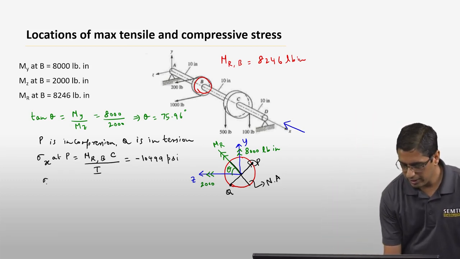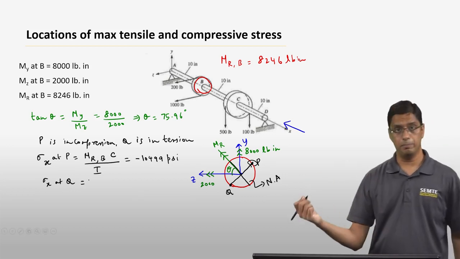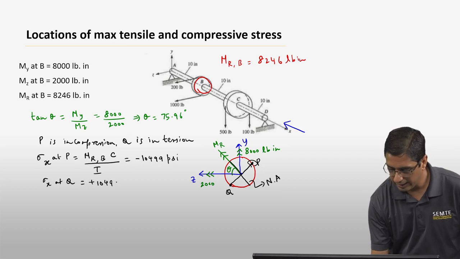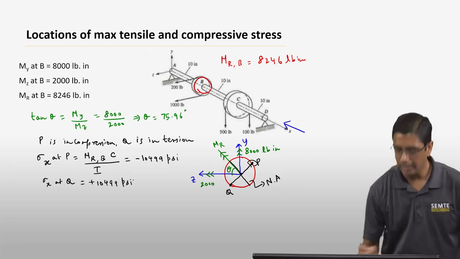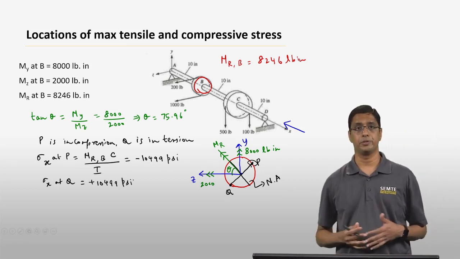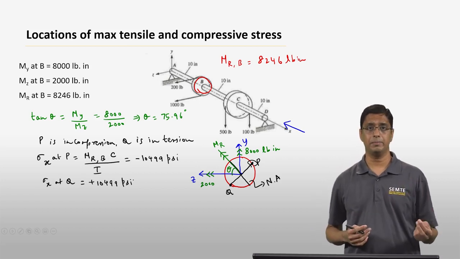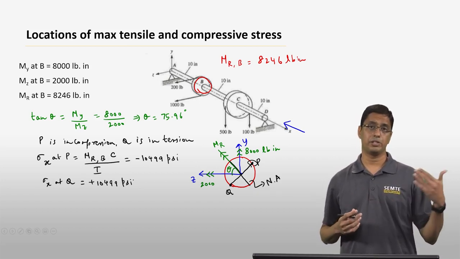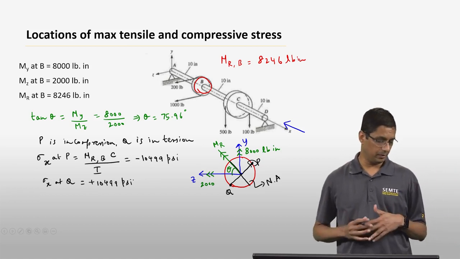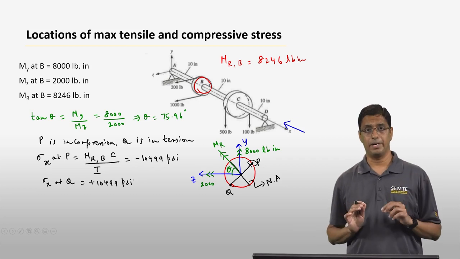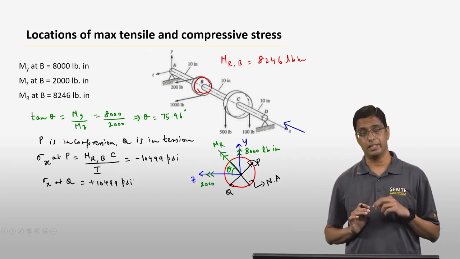And the reason that you have a negative sign is because it is compressive stress. Okay. Now sigma x at Q is going to be the exact same value, but with a positive sign. So it's going to be plus 10,499 psi. Okay. That is, psi is pounds per square inch. So those are the two locations on the shaft that are going to have the maximum bending stress. One is going to be compressive, one is going to be tensile. Okay. So that basically tells us which points are most likely to fail in this particular shaft.